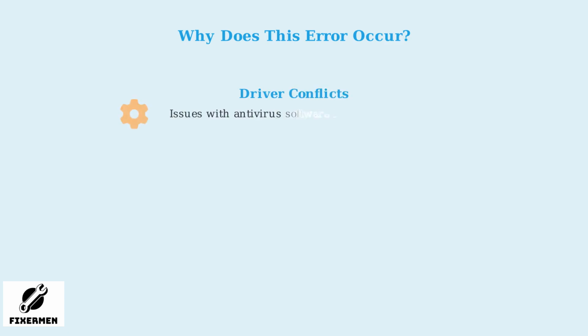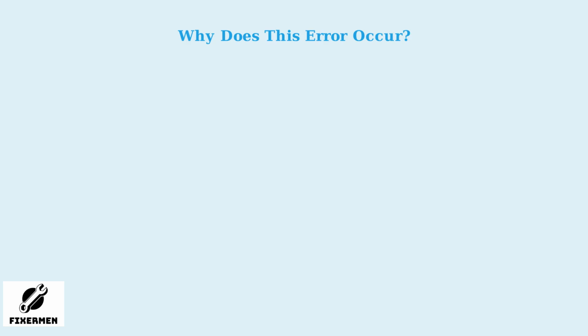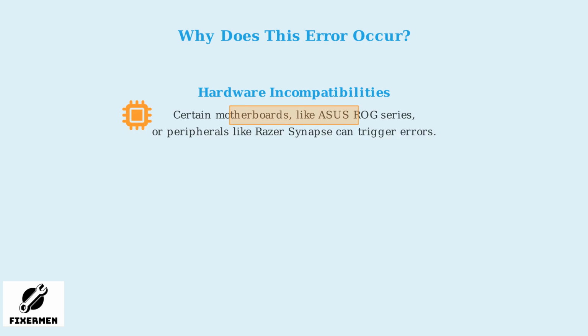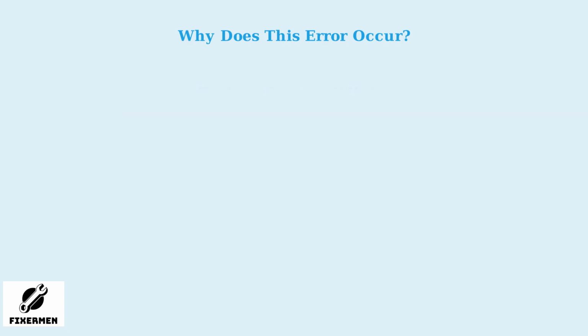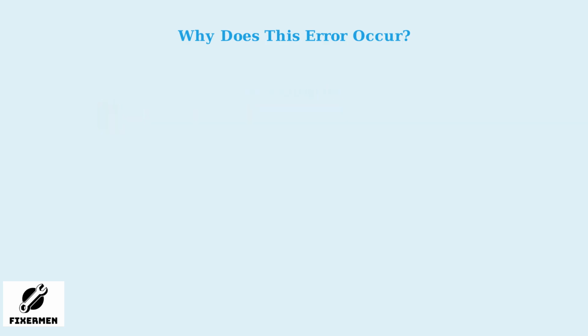Common causes include driver conflicts. Issues with antivirus software like Bitdefender, VPNs, or overclocking tools like MSI Afterburner can prevent EAC from loading properly. Another cause is hardware incompatibilities. Certain motherboards, like ASUS ROG series, or peripherals like Razer Synapse, can trigger errors. Finally, file integrity issues occur when corrupted game files prevent EAC from loading properly.